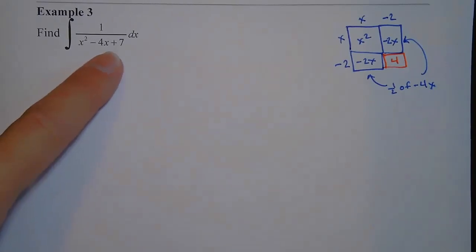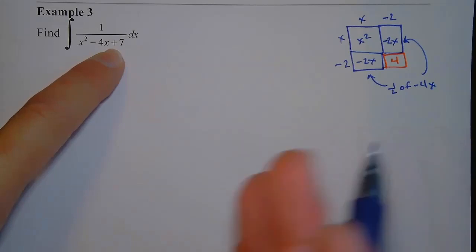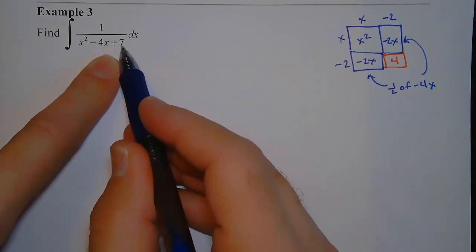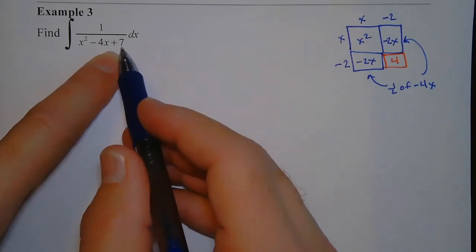So I need to decompose the 7. And what do I need to decompose it into? Well, I need to decompose it into at least 4 and then plus something else, right? Or maybe minus something else. Well, we want 7, right? So it's going to be 4 plus 3.